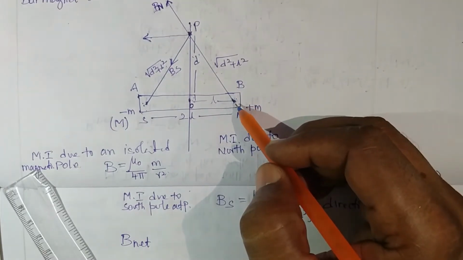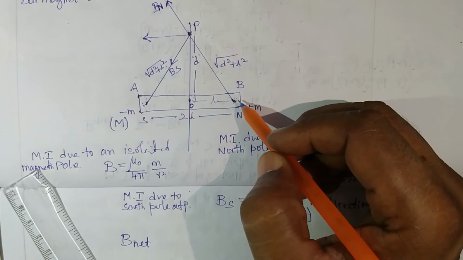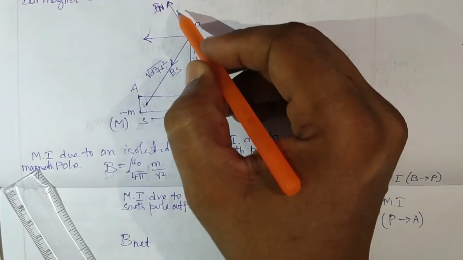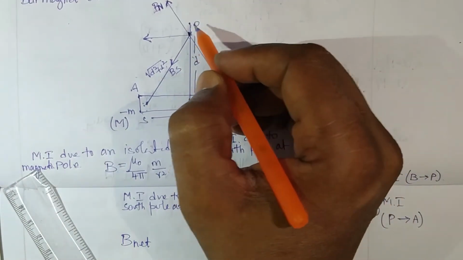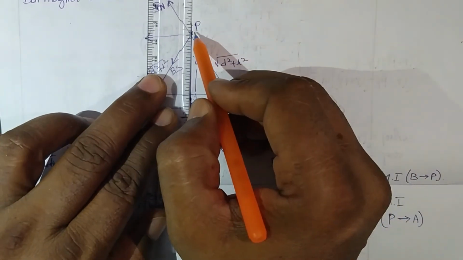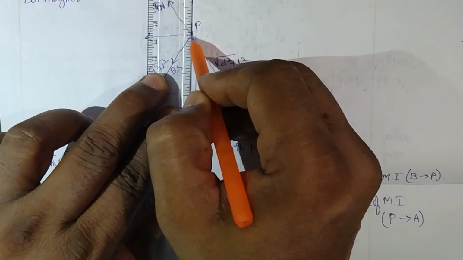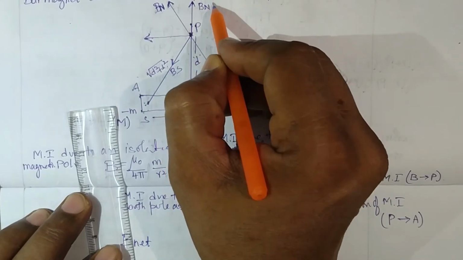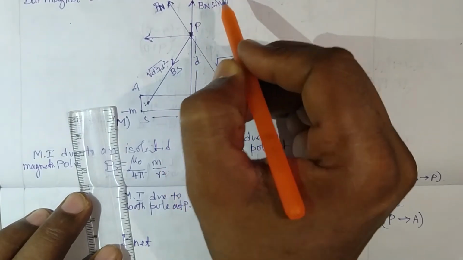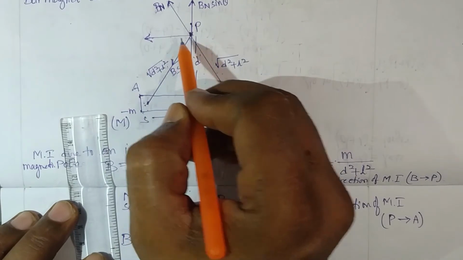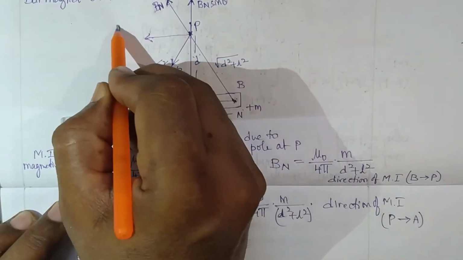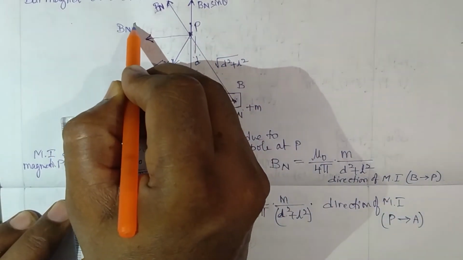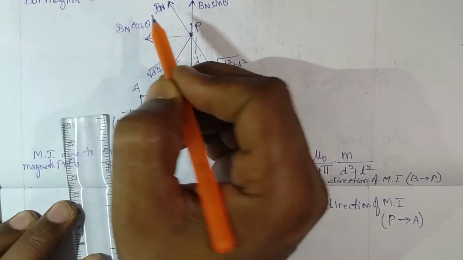So when this is the direction of magnetic induction due to the north pole, the vertical component at this point due to the north pole will be how much? It will be Bn sin theta, and the horizontal component due to this north pole will be how much? It will be Bn cos theta.